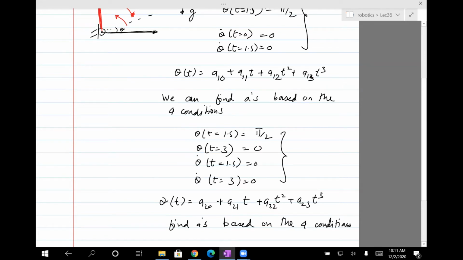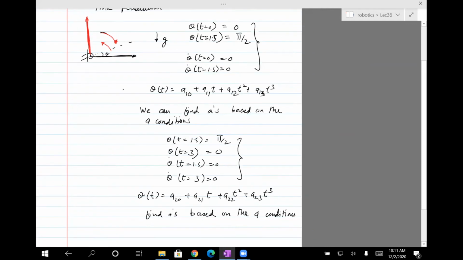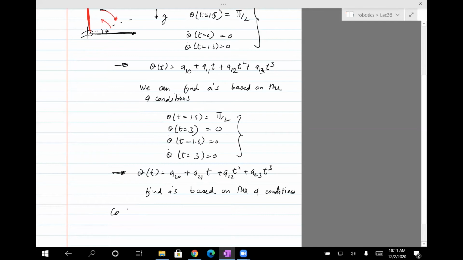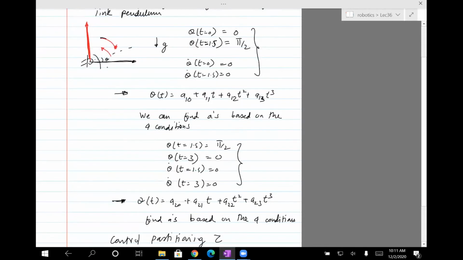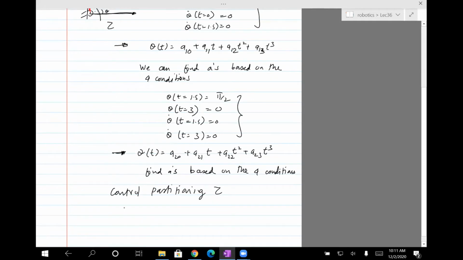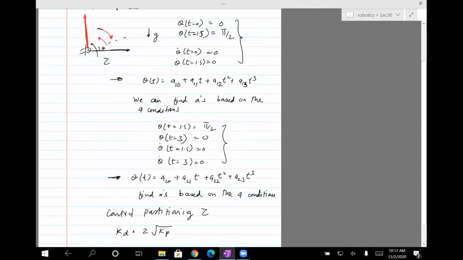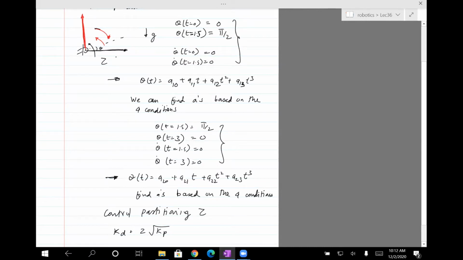Okay, so you do that for both these polynomials, and then you can use this control partitioning for the torque. So there's a single torque here with kd equals 2 square root of kp. And then you should see that the pendulum actually follows the trajectory which you created, which is basically this theta for the first half from 0 to 1.5 and then 1.5 to 2. So that will be the first example.